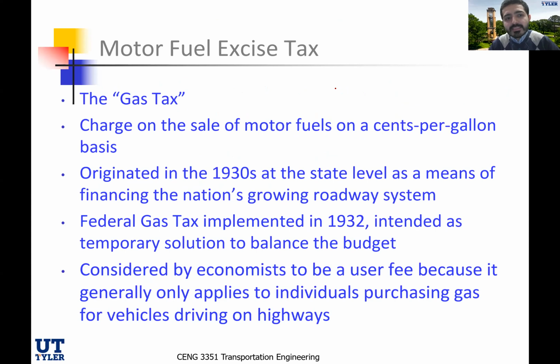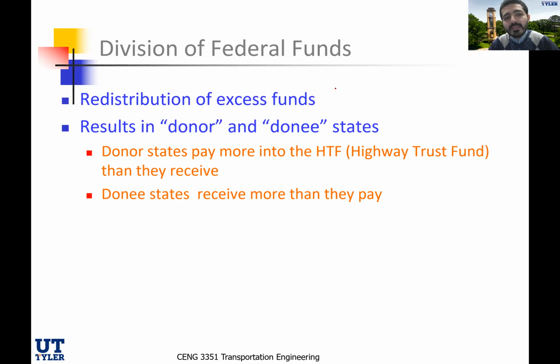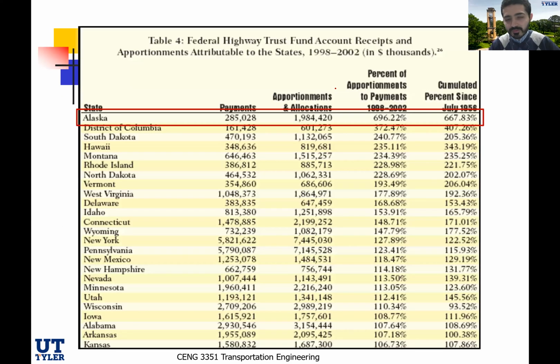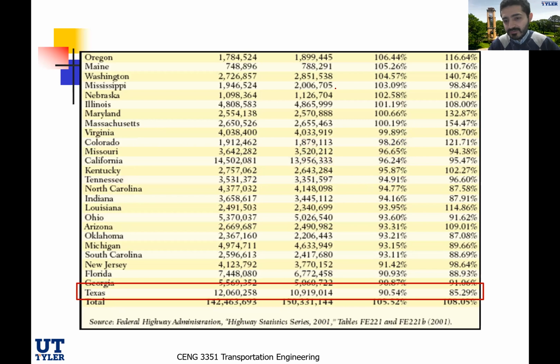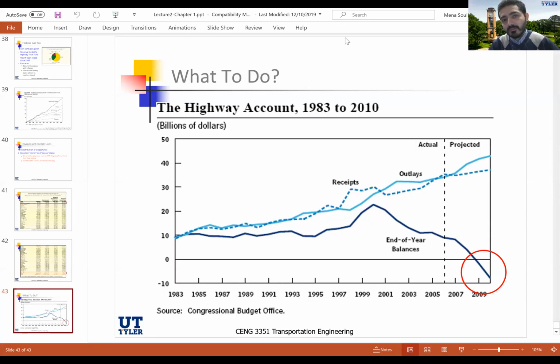Then we talked about the gas tax. I can ask you, what does it mean? Explain for me what a donor versus donee state is. And I would hope that you remember which state is getting way more than it is contributing, which is Alaska. And sad to say that the state that gets the least money compared to what it contributes is our very own state, Texas. So that is the second lecture of chapter one.